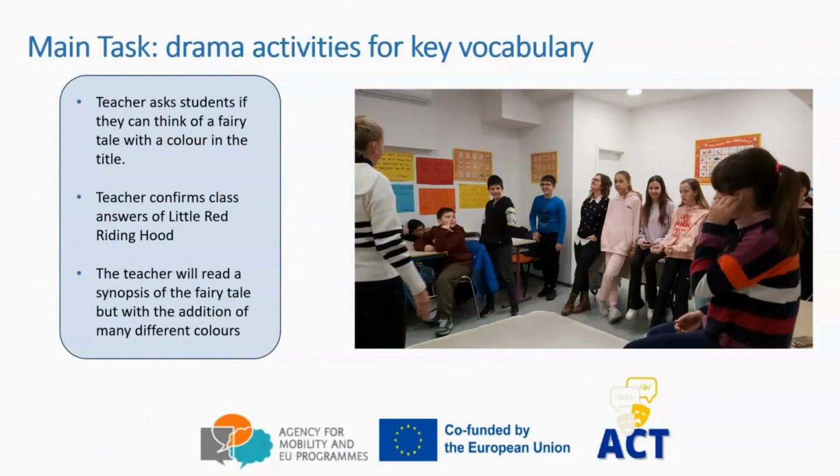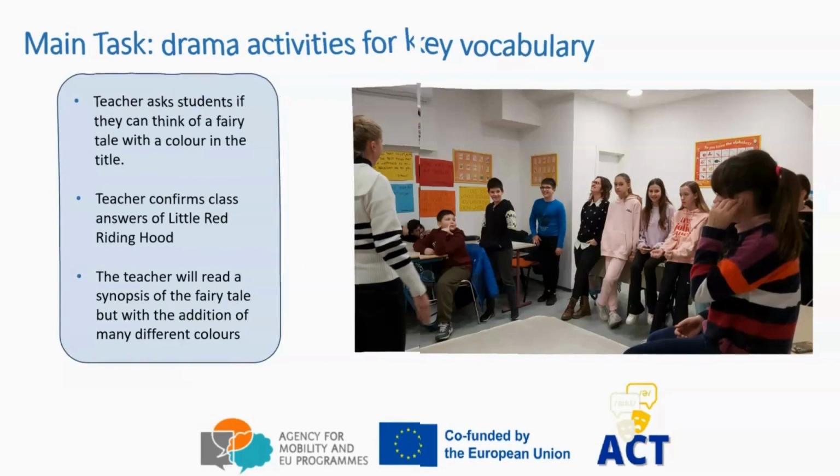Main task. Drama activities for key vocabulary. Teacher asks students if they can think of a fairy tale with a color in the title. Teacher confirms class answers of Little Red Riding Hood. The teacher will read a synopsis of the fairy tale, but with the addition of many different colors.